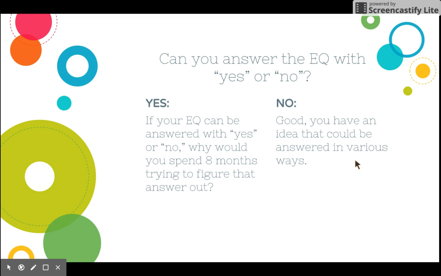Can you answer your EQ with the word yes or with the word no? Obviously, if you can, then it's not a very good EQ, right? Why would you spend 8 months trying to figure out the answer no? But if not, good, you're on your way.